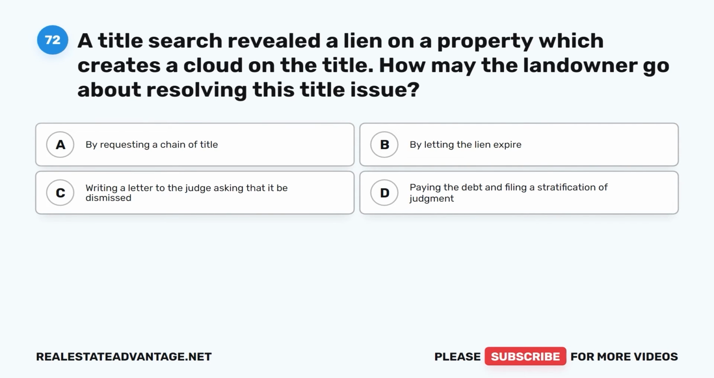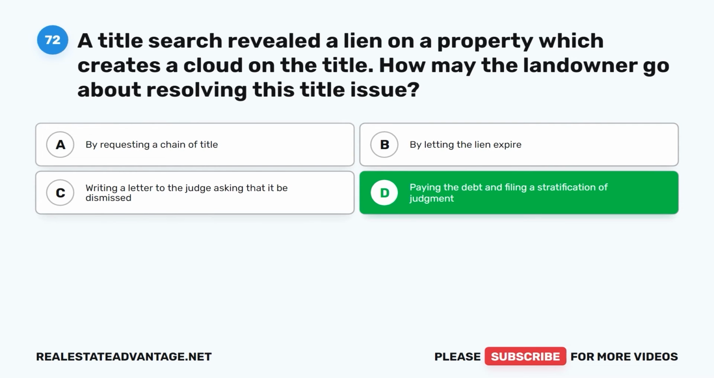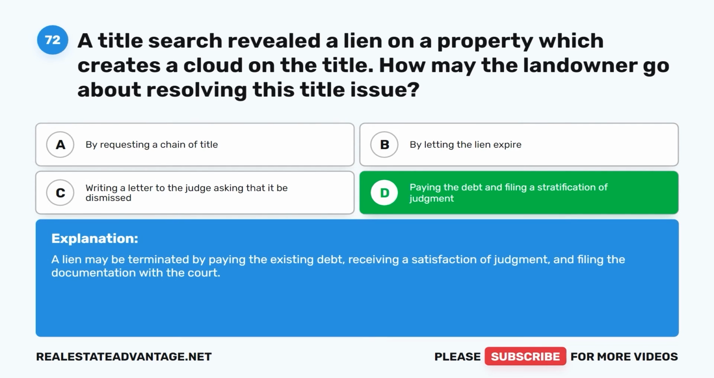Question 72. A title search revealed a lien on a property, which creates a cloud on the title. How may the landowner go about resolving this title issue? A. By requesting a chain of title. B. By letting the lien expire. C. Writing a letter to the judge asking that it be dismissed. D. Paying the debt and filing a satisfaction of judgment. The correct answer is D. Paying the debt and filing a satisfaction of judgment. A lien may be terminated by paying the existing debt, receiving a satisfaction of judgment, and filing the documentation with the court.